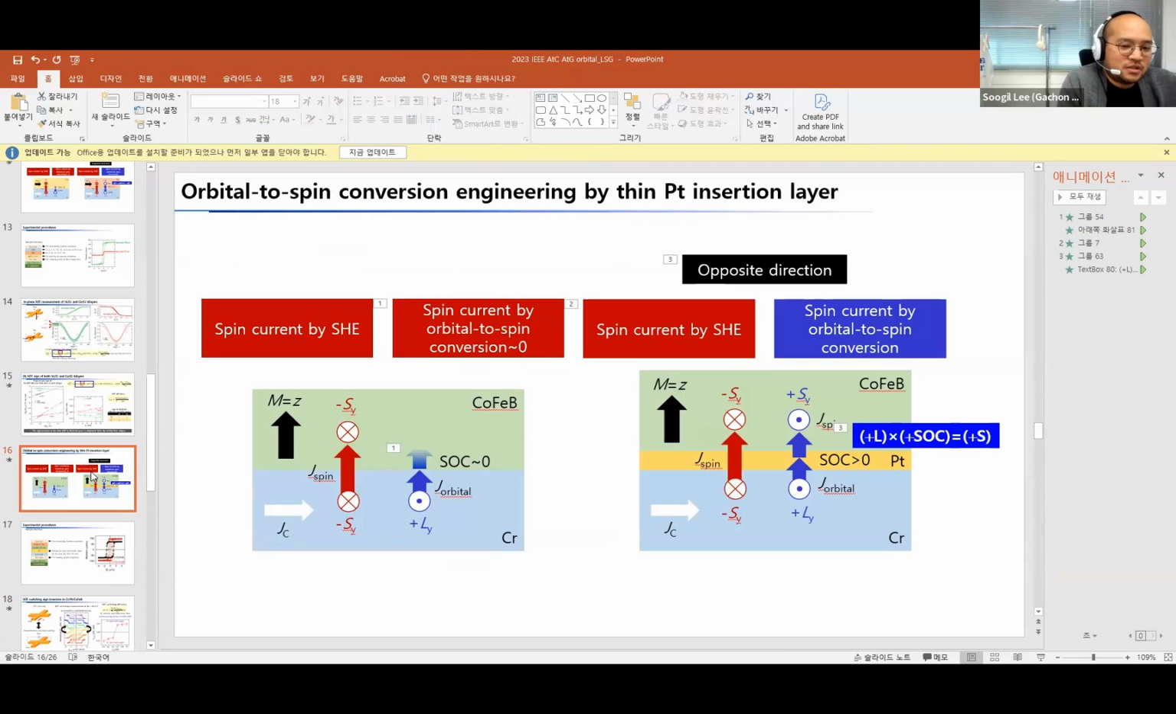Every heavy metal can make the efficient orbital to spin conversion, in my opinion, because heavy metal has large spin orbit coupling. But in this experiment, I use platinum because I would like to distinguish the origin of the spin orbit torque, and for that experiment, the sign change is important. But if we use tantalum or tungsten, we also expect the same effect about the orbital to spin conversion from orbital current to spin current.